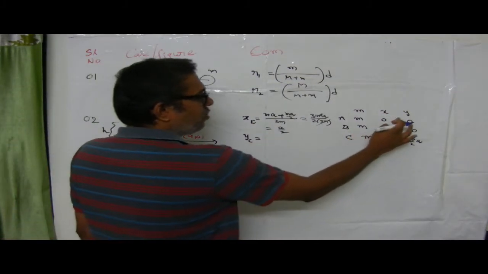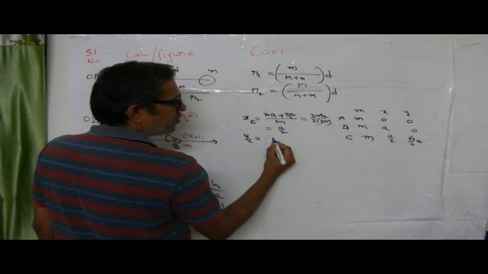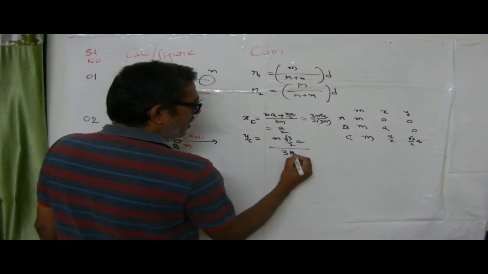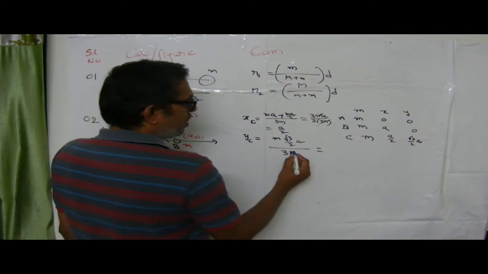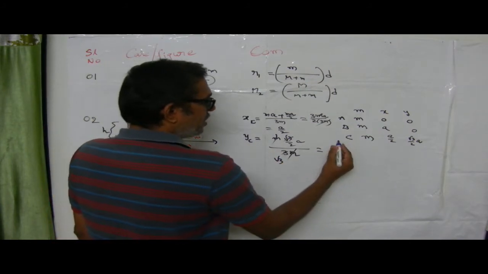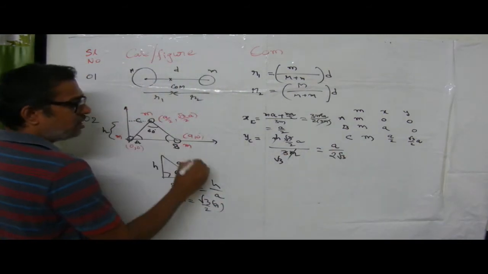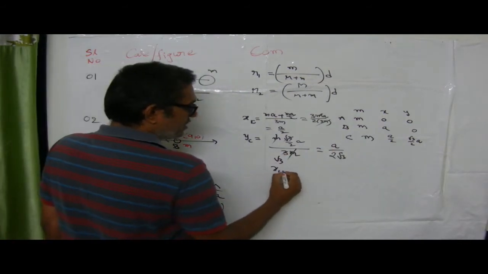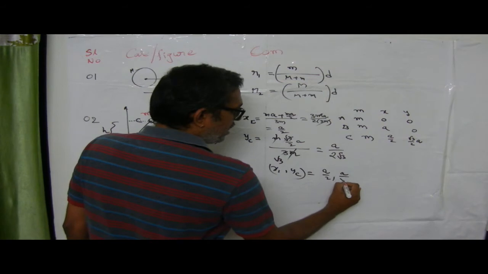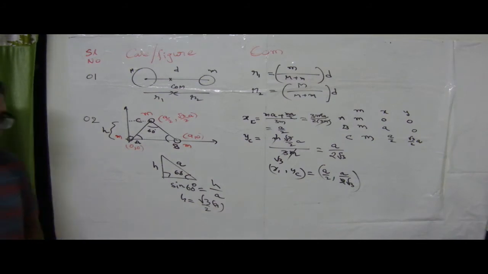Then next yc. For yc, m1y1 is 0, m2y2 is 0, m3y3. m3y3 means how much do we have? m into root 3 by 2 a, divided by 3m. The total mass is 3m. Therefore upon cancellation, m and m cancel, and root 3 and 3 cancel leaving root 3 in the denominator. Therefore you can write a by 2 root 3. Therefore the center of mass of this particular system, xc, yc, is given by a by 2, a by 2 root 3. So this is the position of the center of mass for the triangular arrangement system.